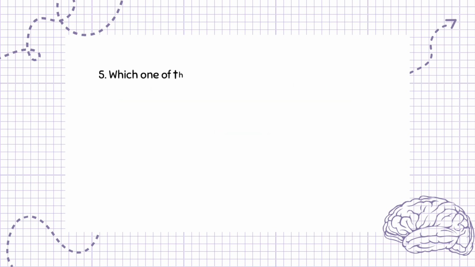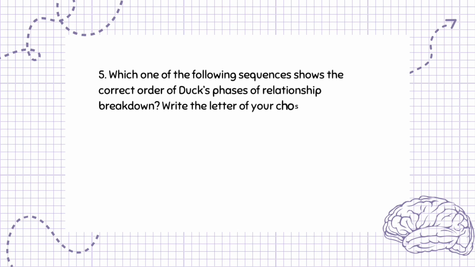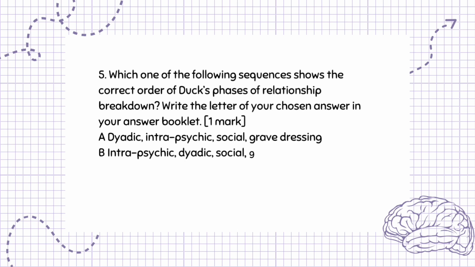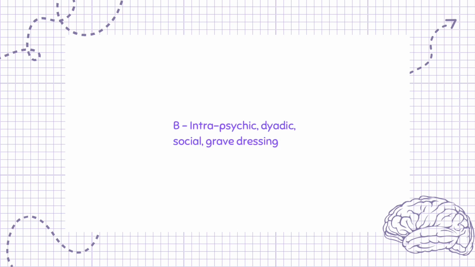Question 5. Which one of the following sequences shows the correct order of Duck's phases of relationship breakdown? Write the letter of your chosen answer in your answer booklet. 1 mark. A dyadic, intrapsychic, social, grave dressing. B intrapsychic, dyadic, social, grave dressing. C intrapsychic, social, dyadic, grave dressing. D social, dyadic, intrapsychic, grave dressing. The answer is B: intrapsychic, dyadic, social, grave dressing.